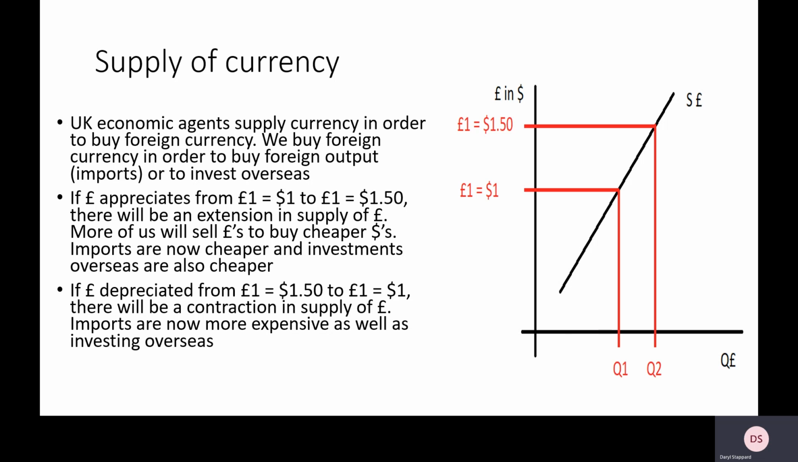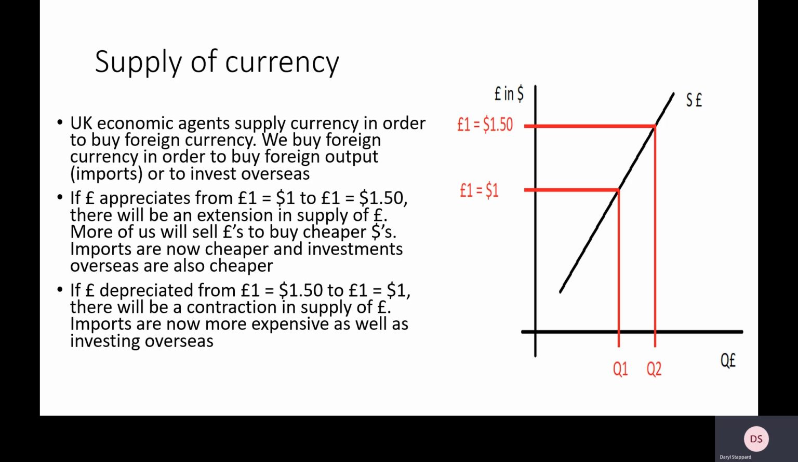So if our currency becomes stronger, so it goes from £1 equals $1 to £1 equals $1.50, the cost of buying American goods and services will become cheaper. So we will supply more of our currency to demand American dollars to buy their goods and services. But also investments into America will also become cheaper. So more of us will sell our currency to demand dollars to invest into the American economy.